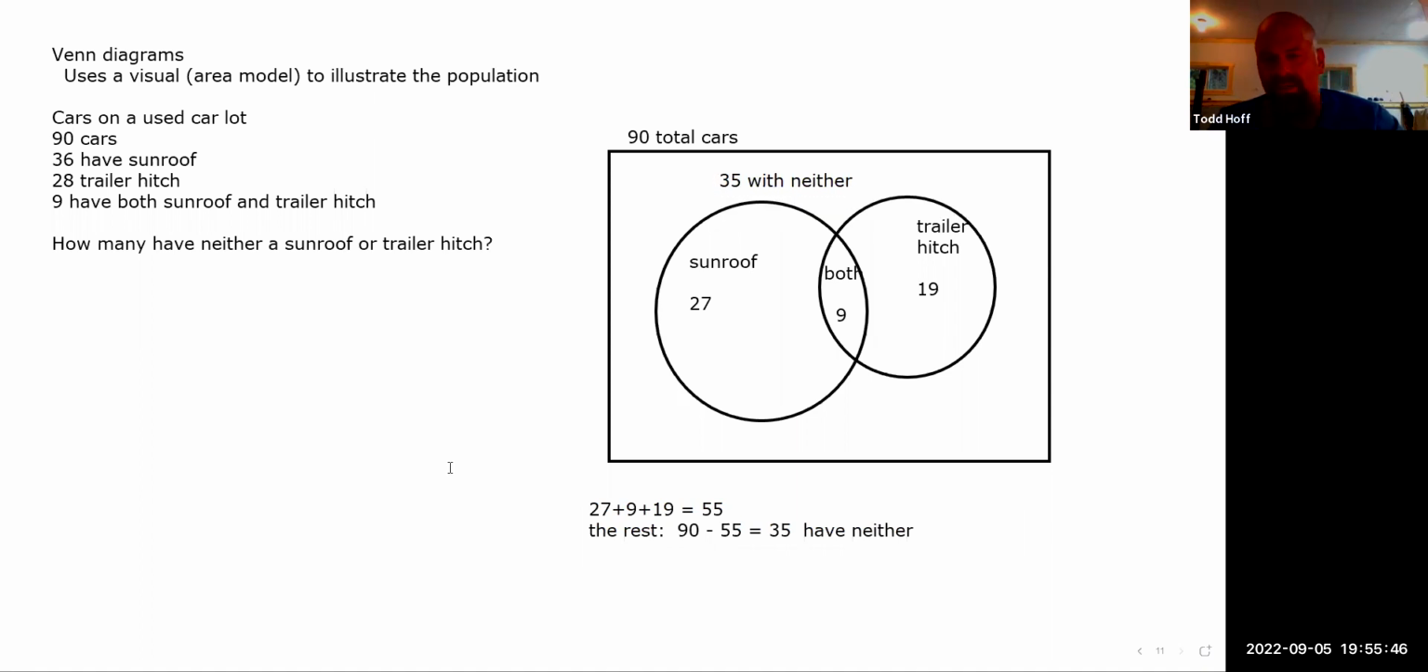So that's a Venn diagram. So use that visual. And the key is you have the two possibilities here, the sunroof and the trailer hitch. They each have their own circle. And you start out with the circles being separate. But then the fact that there's some that have both, we have to overlap them. And to populate this overlap, to find out how to put the number in this overlap, we have to subtract it from both of these because it's counted in both of them.